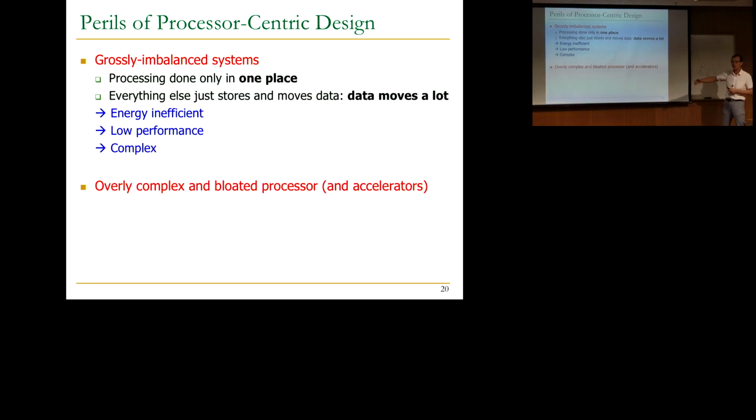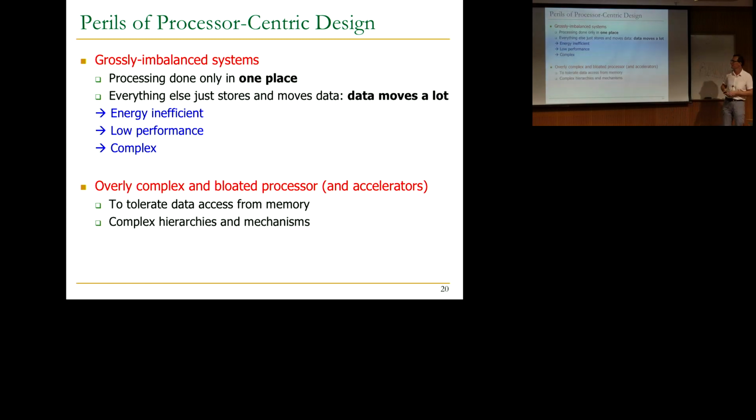And this leads to an overly complex and bloated processor and accelerators, because now they need to be designed to tolerate the data access from memory, whether it's caused by a latency bottleneck or a bandwidth bottleneck. It doesn't matter. The processor is designed to tolerate that waiting, right? And we've designed very complex hierarchies: many levels of caches, prefetchers, massive amounts of multi-threading in GPUs, for example, and sophisticated memory controllers. They all add sophistication.